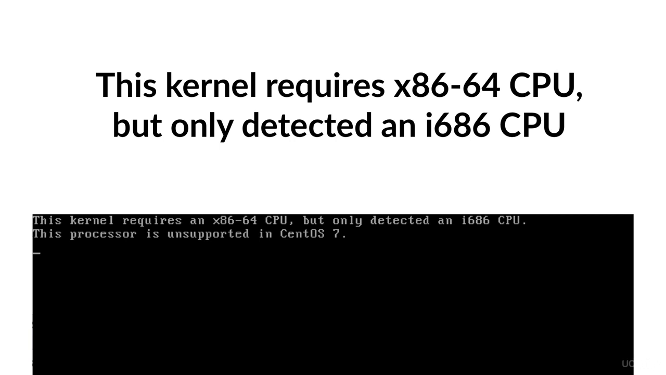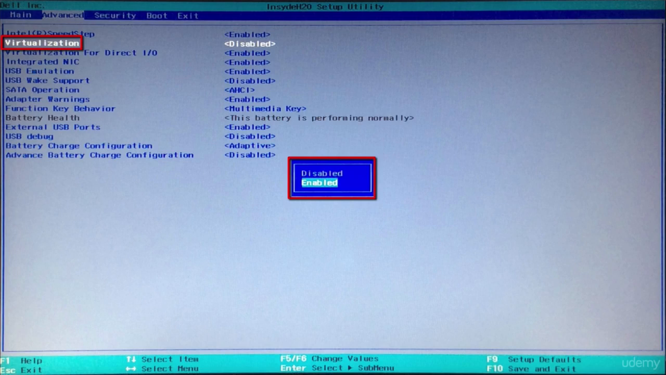If you see an error in your virtual machine window that says something along the lines of "this kernel requires an x86-64 CPU, but only detected an i686 CPU," then you need to enable the virtualization options in your BIOS. This means making sure that you have VT-x for Intel processors and AMD-V for AMD processors enabled. This varies from manufacturer to manufacturer, so you might have to look up the documentation for your specific computer.